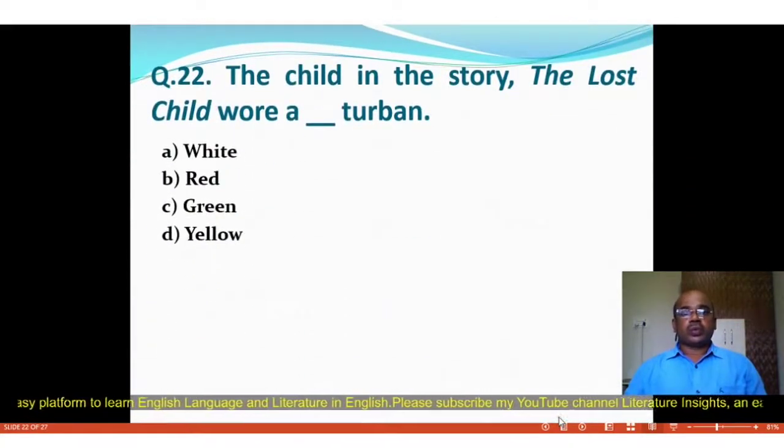Question number 22. The child in the story, The Lost Child, wore a blank turban. Again, four options are here. A. White. B. Red. C. Green. D. Yellow. The correct answer is D. Yellow. The child in the story, The Lost Child, wore a yellow turban.